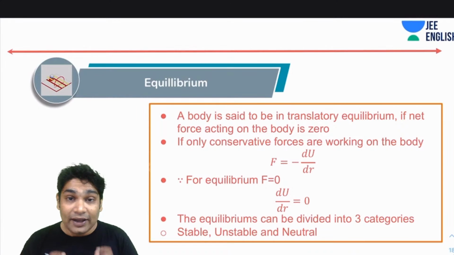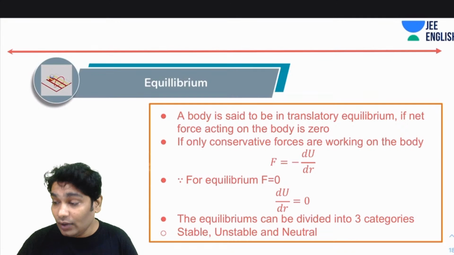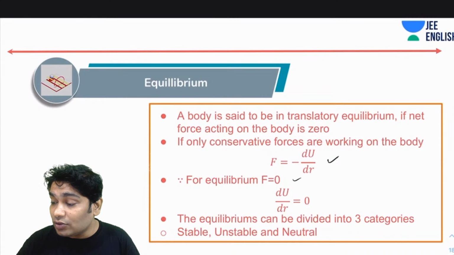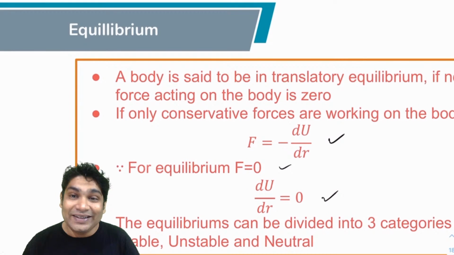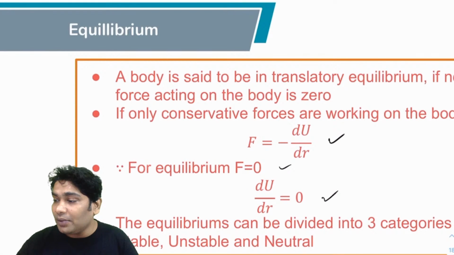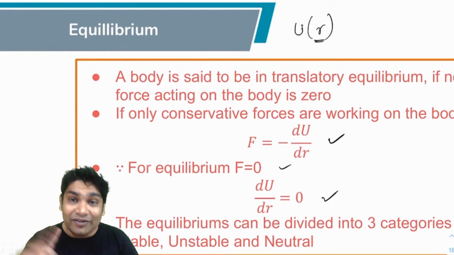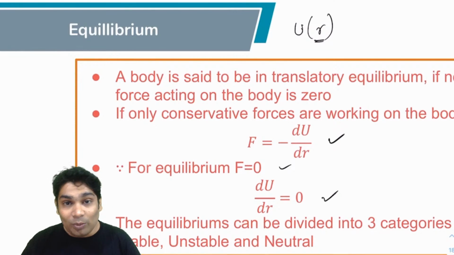And if only one conservative force is acting on it, and I know F is minus du over dr, and for equilibrium F is 0. So for equilibrium points, I know my du over dr would be 0. Here I am assuming my u is a function of r, being the distance from a given point. So u is expressed only with the help of one variable. That is why I am not using partial differentiation, I am using normal differentiation.